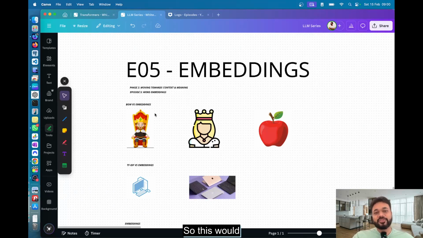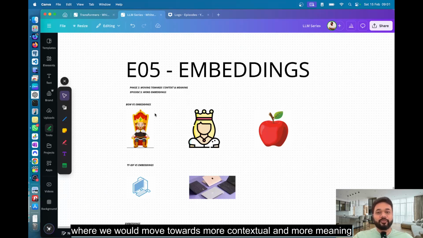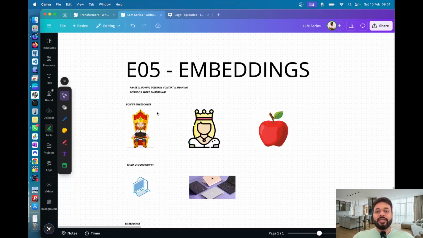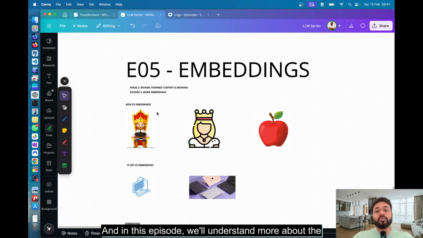So this would be phase 2 of our LLM series, where we would move towards more contextual and more meaning-based word representation, right? And in this episode, we'll understand more about word embeddings.